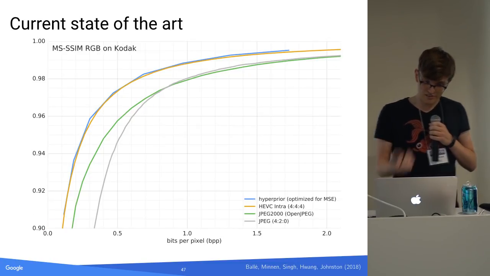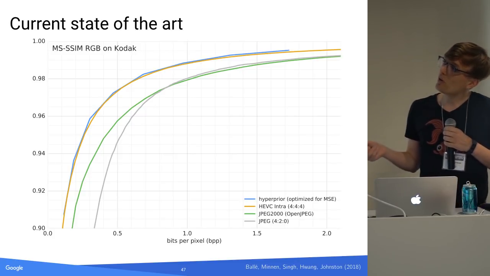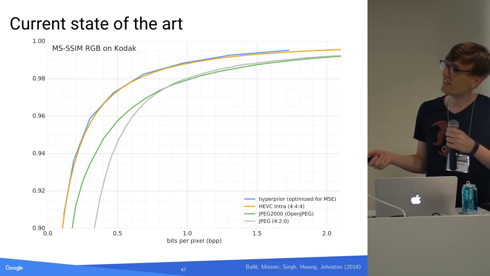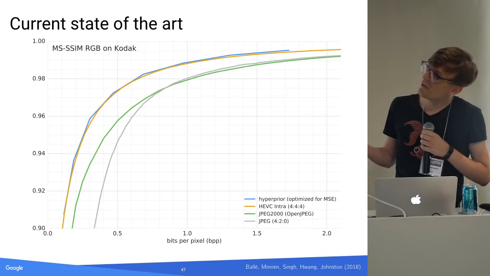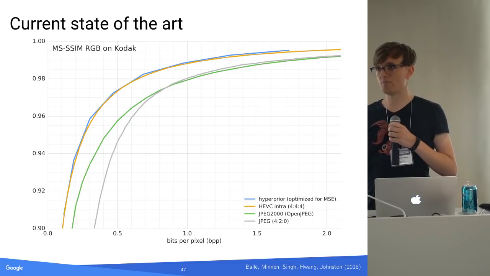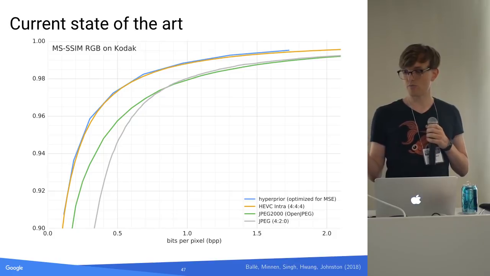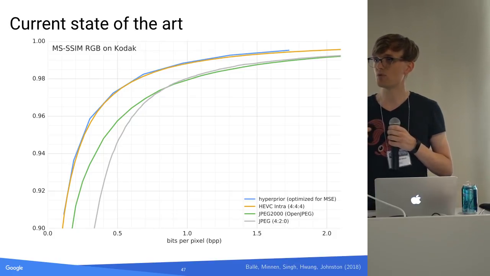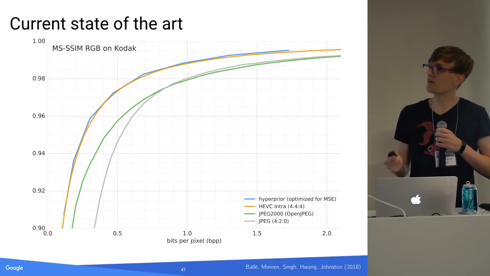So this is PSNR, so far so good, but what about other metrics? Well, MS-SSIM is another popular metric, and if you evaluate that same model, again against HEVC intra, you see that surprisingly we're basically just as good as HEVC intra. It's surprising because we actually optimized the system to be good at mean squared error. So it's kind of weird that we're getting better results in MS-SSIM compared to HEVC.